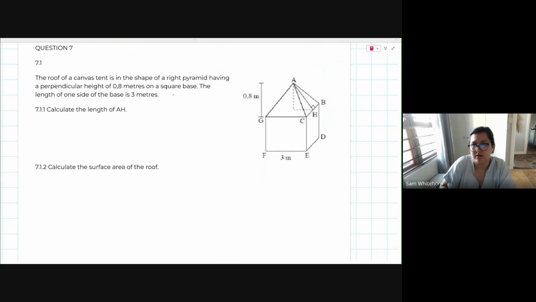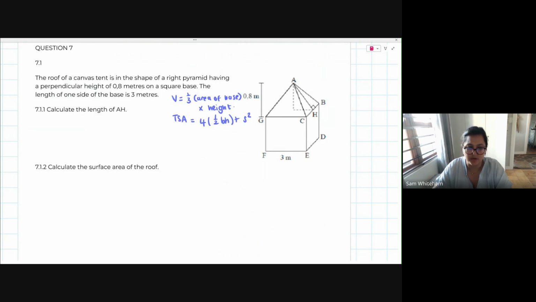Right. Volume is equal to 1/3 times the area of your base times the height of your pyramid. And then obviously when it comes to your total surface area, you will have, in this case, 4 identical triangular faces, and then potentially the square base at the bottom. Obviously, we will decide what we need.